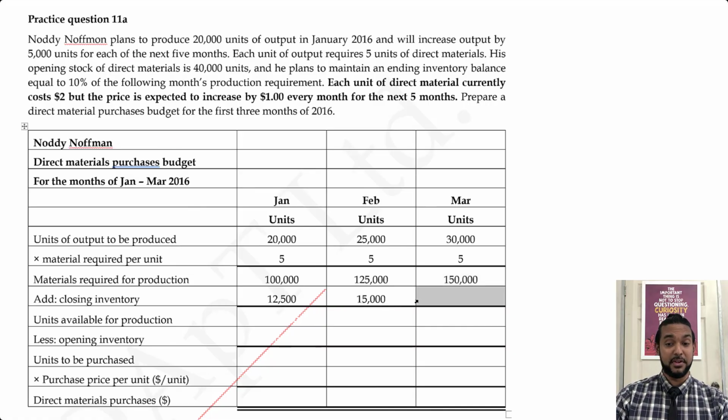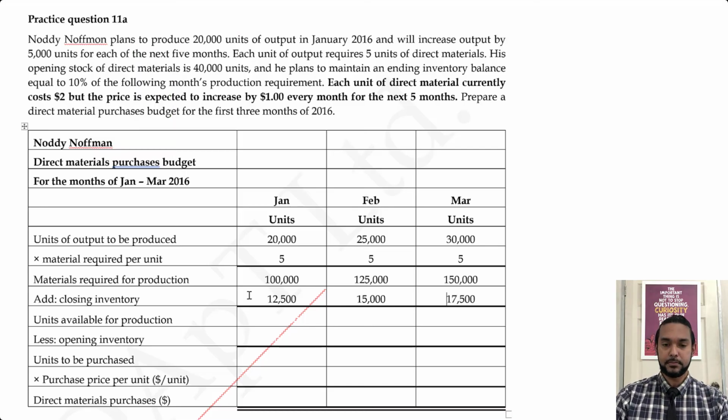And now we come to the missing figure. Aha! So the closing stock for March is 10% of April's production requirements. Now, again, we could take a shortcut and look at the increase here. This is an increase of 25,000 because the number of units is increasing by 5,000 per month, and we need 5 units of materials per unit of production, and 5,000 by 5 is 25,000. But again, if you want to take it the long way, we were increasing the output by 5,000 per month. So for April, 30 plus 5 is 35,000. Multiply that by 5 will give us 175. And then 10% of 175 will give us 17,500.